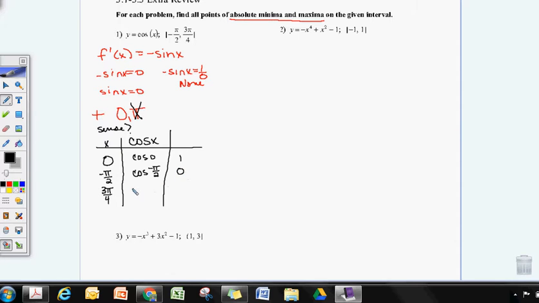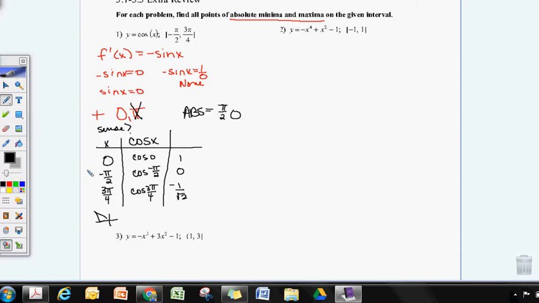And when I do my cosine at 3 pi over 4, again, I would be thinking of drawing out my triangle here at 3 pi over 4. I'm going to come up with 1 over root 2, but it's in quadrant 2. It's cosine, so it would be negative 1 over root 2. So my absolute minimum, my smallest point, would be at negative pi over 2, comma 0.